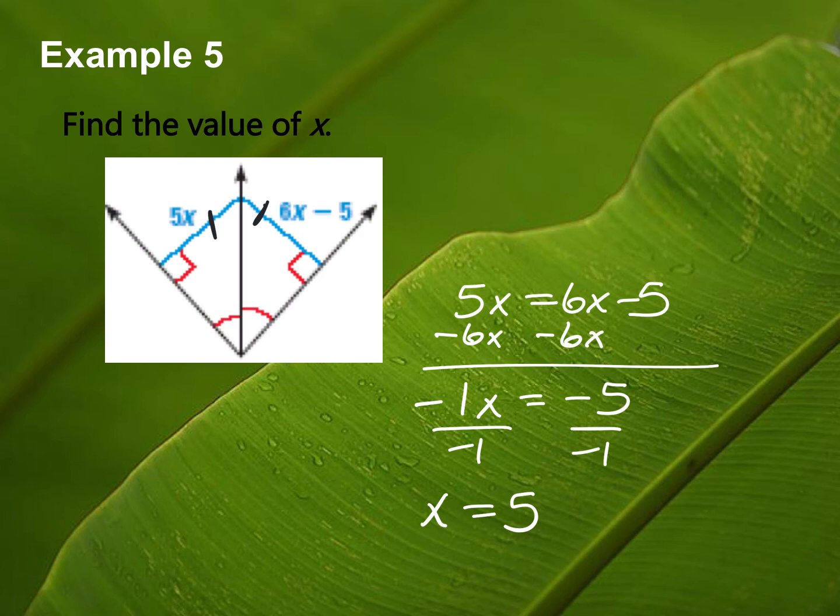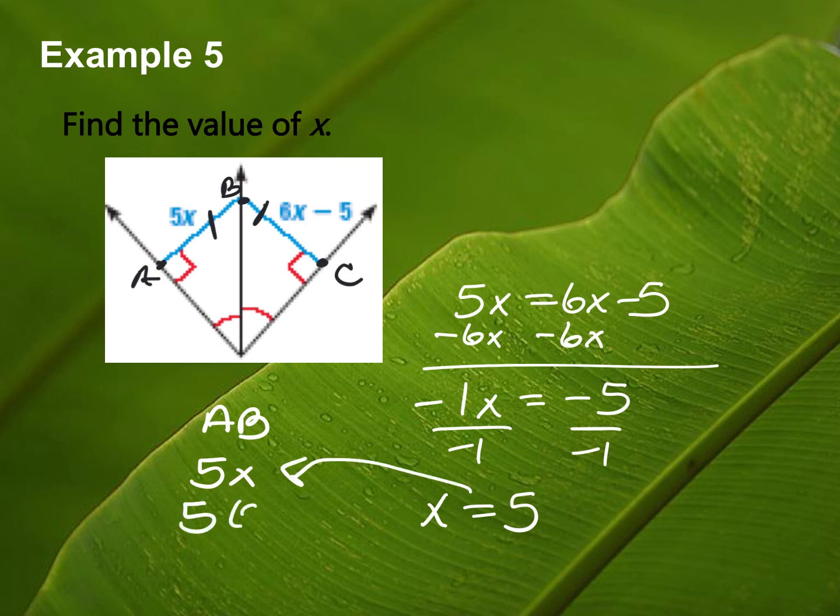But let's change this one up a little. Let's say if I had an A, a B, and a C here. And let's say instead the question said, find the length of AB. Then we would have taken what AB equals, the 5x, plug in the x we just found, and the length of AB would have been 25. The length of BC would have been exactly the same, because again, remember, point B is equidistant from the sides of that angle.